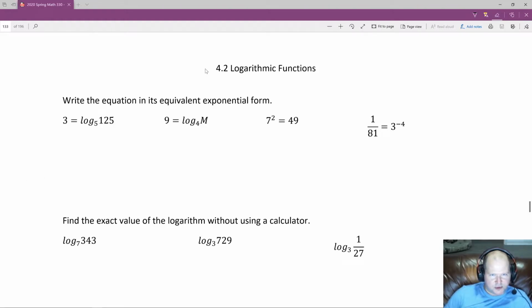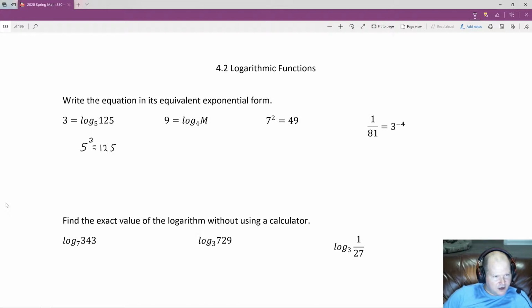So once again, we're doing 4.2 logarithmic functions. In this case right here, we are going to write this logarithm as an exponential equivalent. So this right here is your base. We have 5 as the base of your exponent. And we know that the exponent of this base is going to be this number right here, which is a 3.